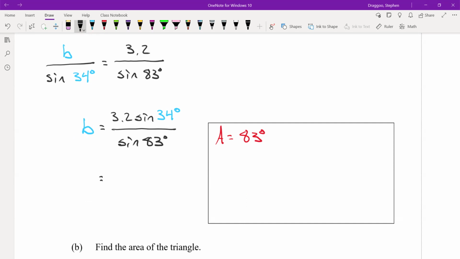Make sure you're in degree mode because we're using degrees for our angles. I just punched that out ahead of time. I got 1.80. A was measured in inches, so B should also be measured in inches. 1.80 inches.